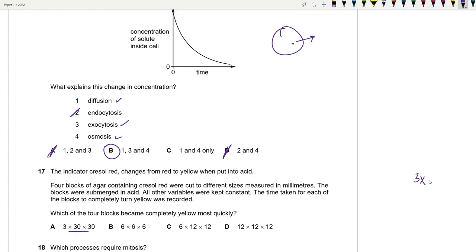So 3 into 30 into 30, 3 into 30 into 30, that's 2700.